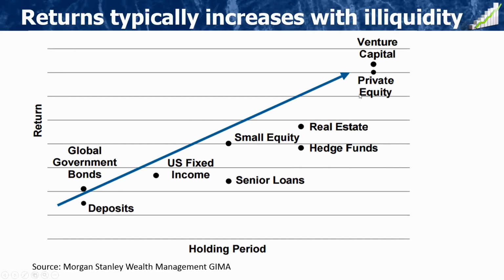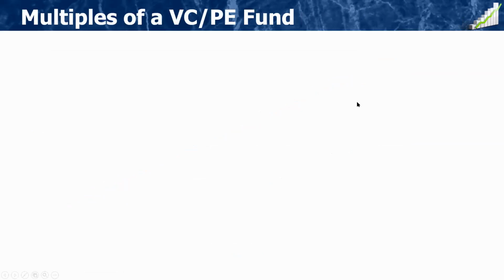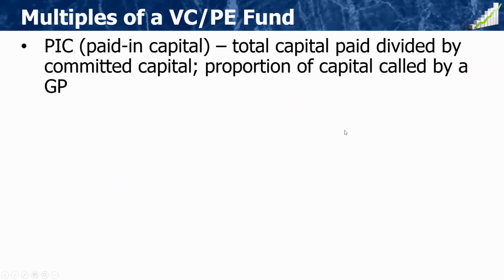The expected returns are higher. Doesn't mean that the realized returns will also be higher, but the expected returns are higher. And now let's touch on several important metrics of fund performance. And first of them is PIC, which is paid in capital.